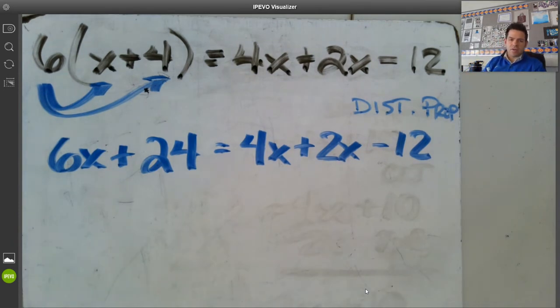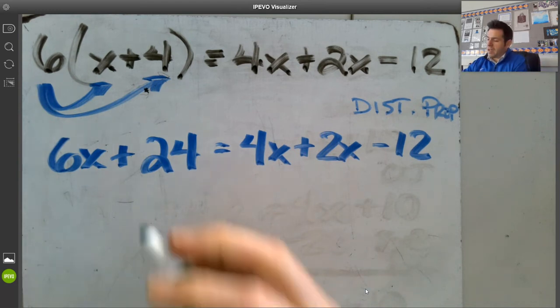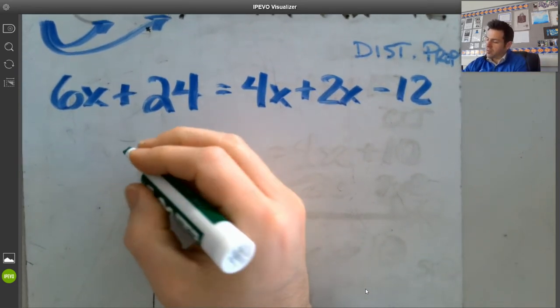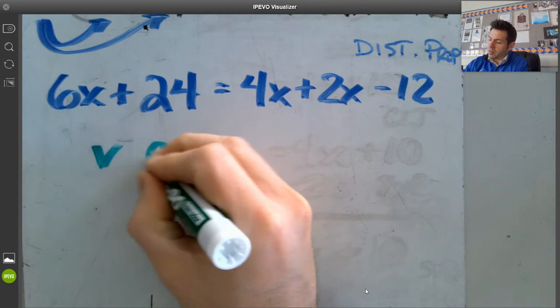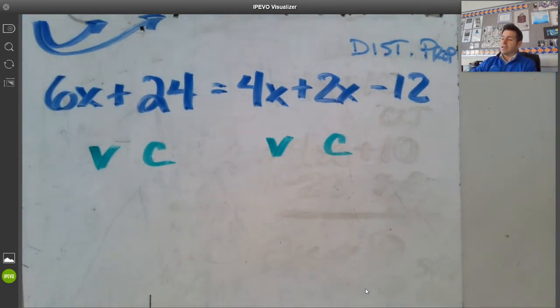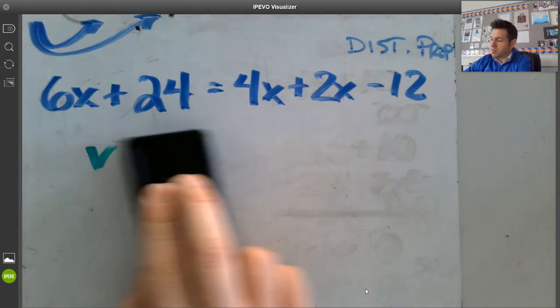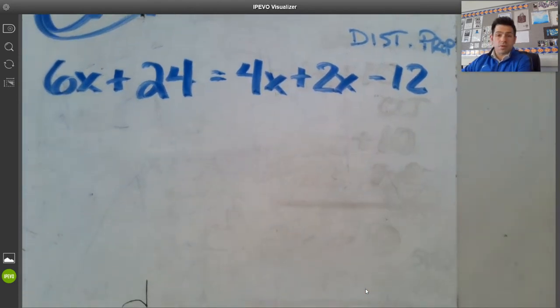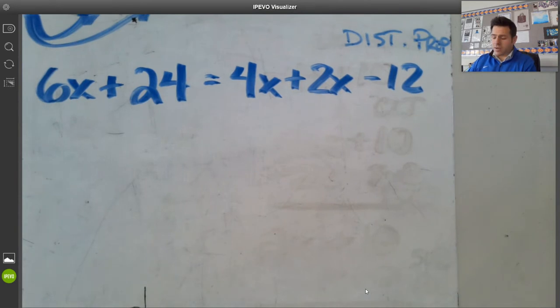Now I'm looking at this equation, and remember, I want to come to a final spot where I can start maneuvering some things around, where I have a variable and a constant on one side, a variable and a constant on another side. And again, on the left side we have that. We have a term with a variable, we have a term with a constant. We don't have that on the right side. We have the 4x plus 2x. So we have two variable terms on one side. Let's go ahead and combine those like terms.